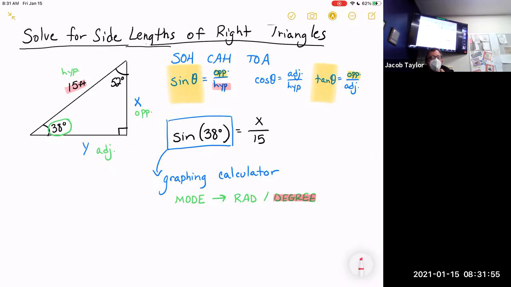After you do that, press second mode to go back to your home screen, and you can just type in sine 38 to the calculator, and it'll just tell you the decimal. Now the decimal is gigantic. Just round to maybe like 4 places after the decimal. Yeah, press enter to highlight degree.